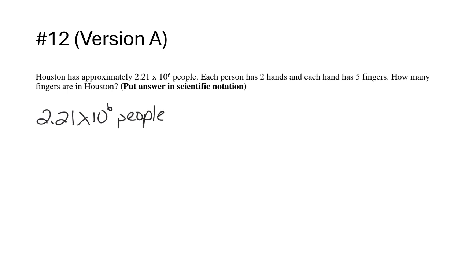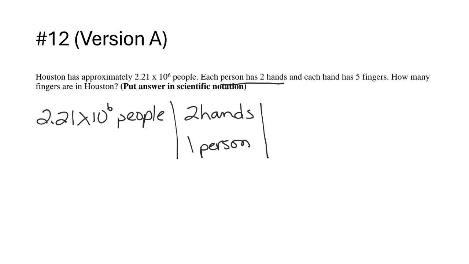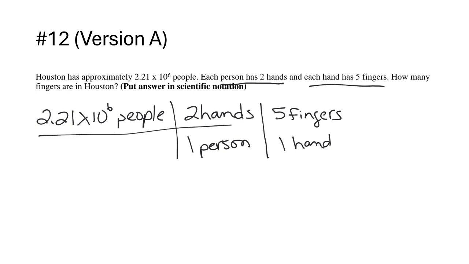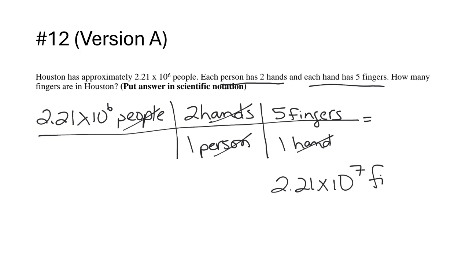So we had the 2.21 times 10 to the 6 people as our first one. Now, each person has 2 hands. So that means one person at the bottom has 2 hands at the top. And then each hand has 5 fingers. So you can put 1 hand and 5 fingers. Hands cross out, person crosses out. You multiply across the top and the bottom, you get 2.21 times 10 to the 7th fingers.